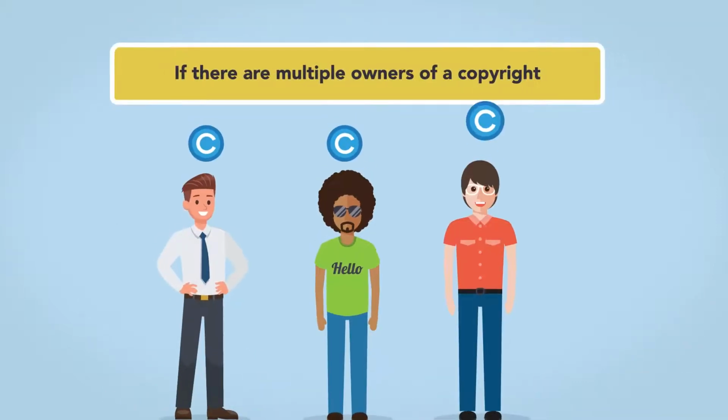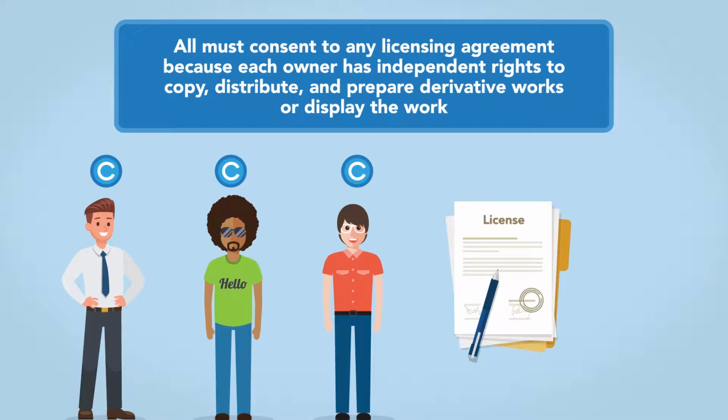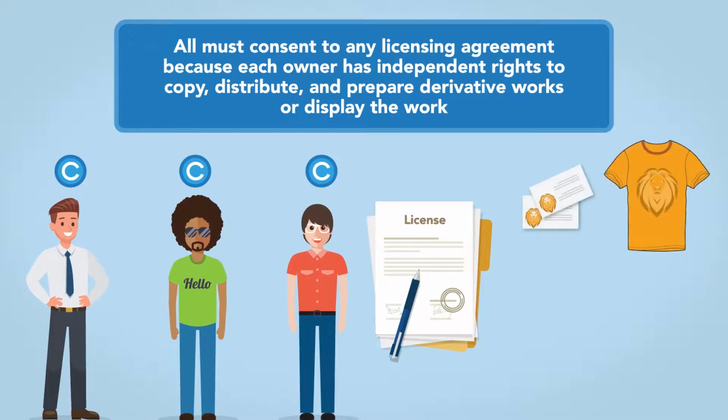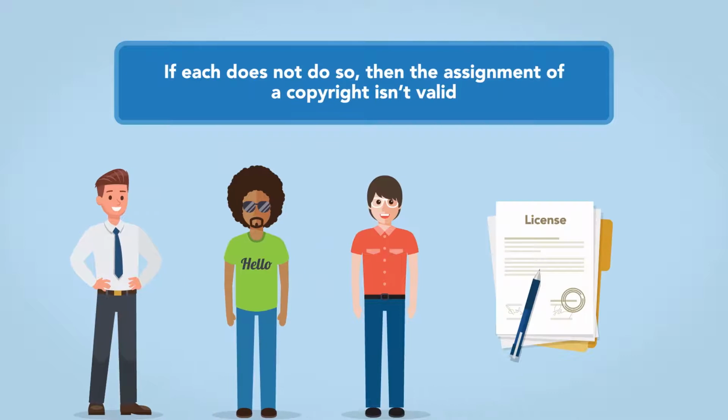If there are multiple owners of a copyright, all must consent to any licensing agreement, because each owner has independent rights to copy, distribute, and prepare derivative works or display the work. If each does not do so, then the assignment of a copyright is not valid.